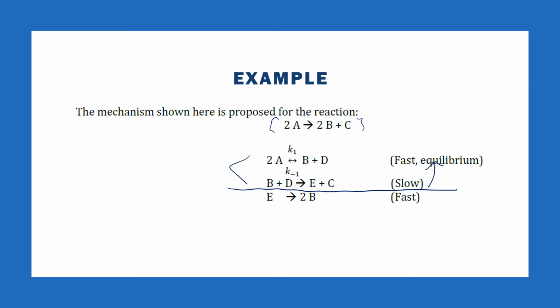So we've got the B will cancel, it's an intermediate, and the D will cancel, it's an intermediate. So I'm left with 2A yields E plus C. And so my rate law is based off of that. It's k A squared. Now again, that's the slow step plus anything before the slow step.